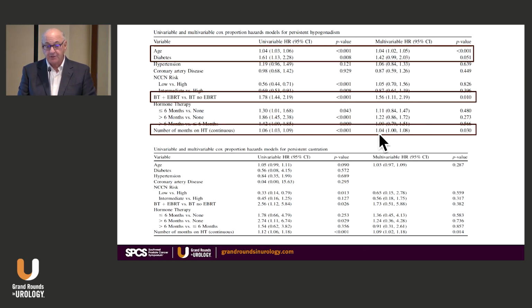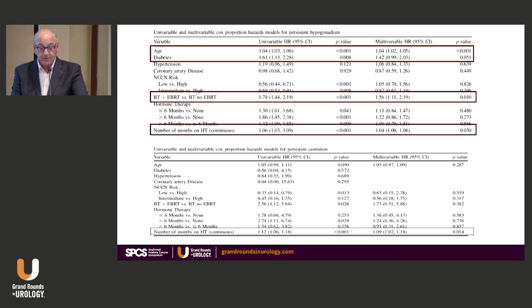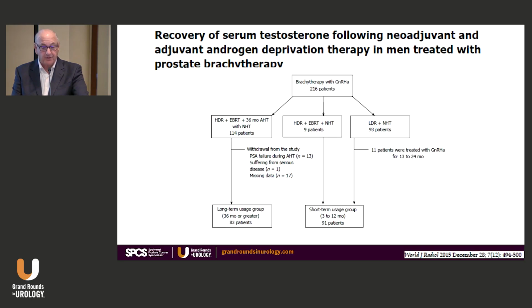So the hazard ratio here is 1.04, which means every month longer you give the hormonal therapy, there's a 4% greater likelihood that the patient is going to end up with hypogonadism. Now, when you look at castrate levels, testosterone less than 50, the only thing that was significant was the length of time of hormonal therapy. And the hazard ratio is 1.09, which means for every additional month, there's a 9% greater likelihood of the patient having castrate levels of testosterone.